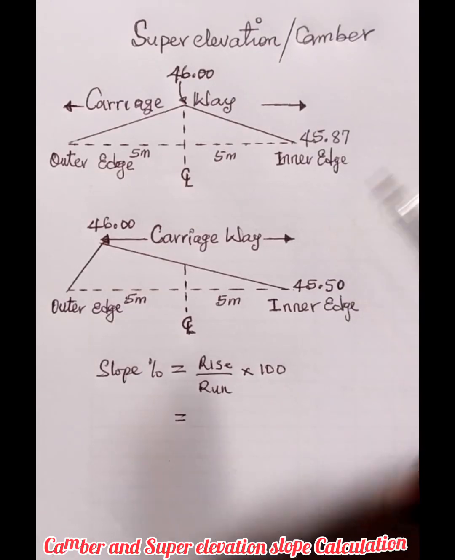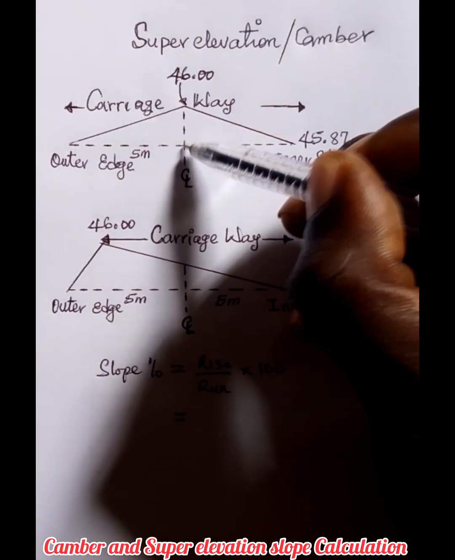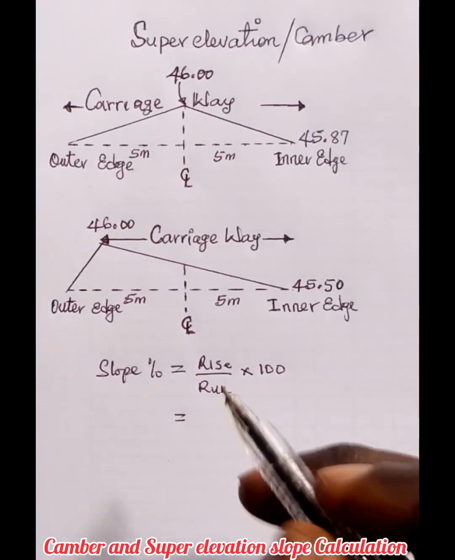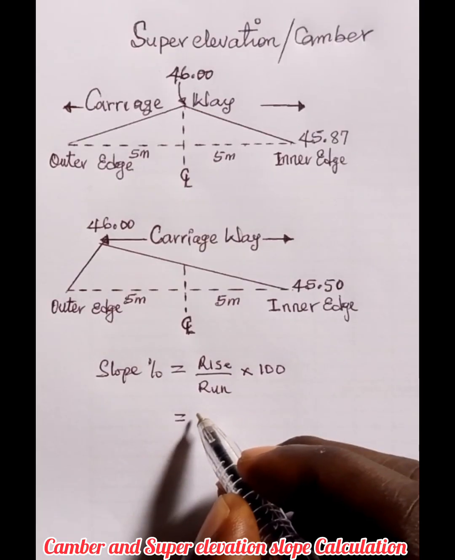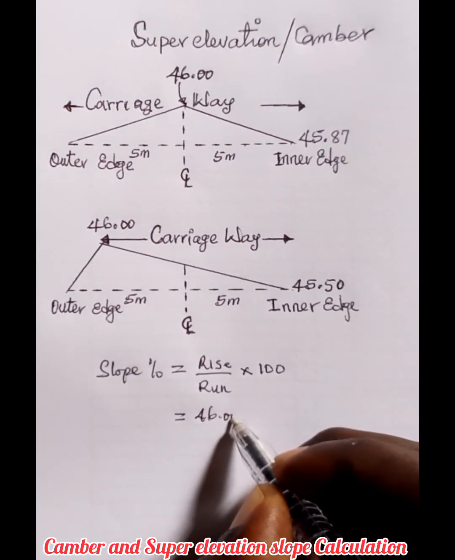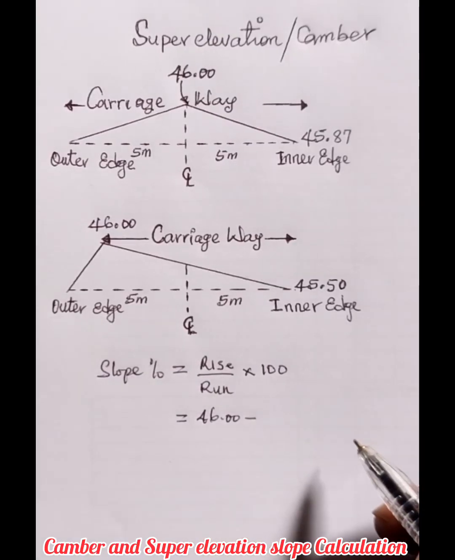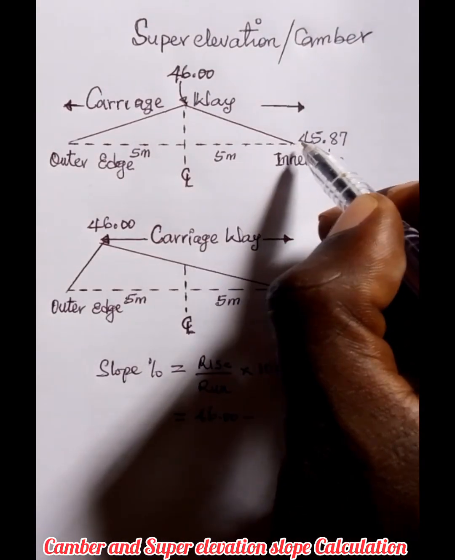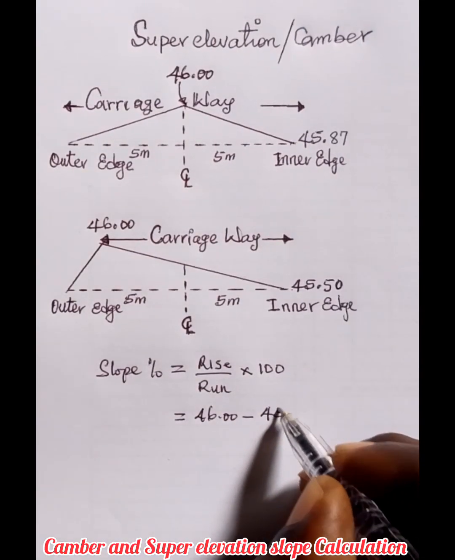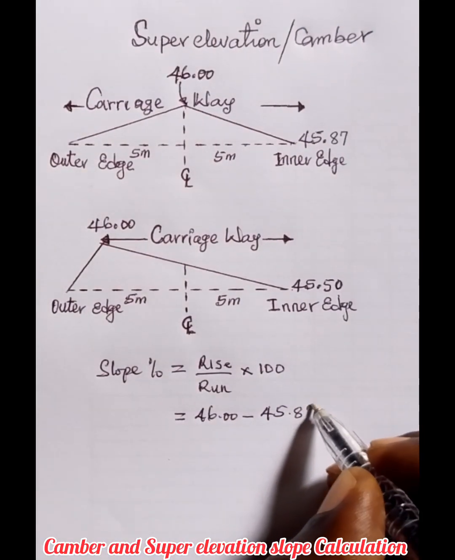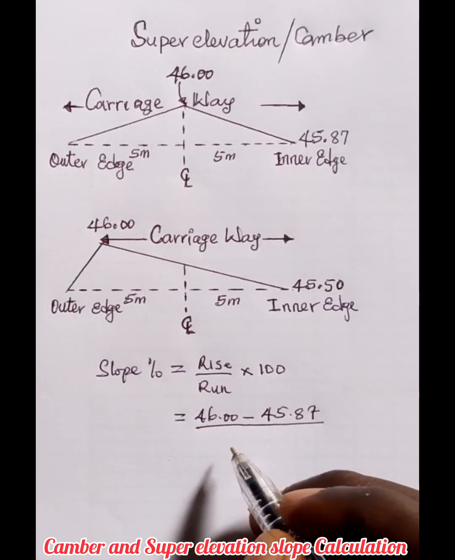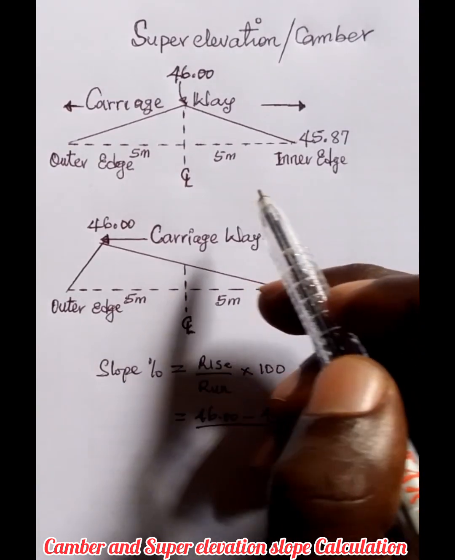So let's play with the level given. The rise, for us to get the rise is from this point to this point. This is the rise. So how do we get the level there? We say this level at this point at the crown, 46.00, minus the level at the outer edge or inner edge, which is 45.87, divided by the run. The run, this is cross slope.